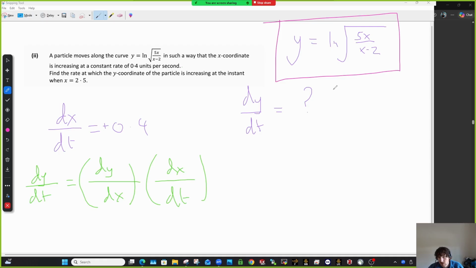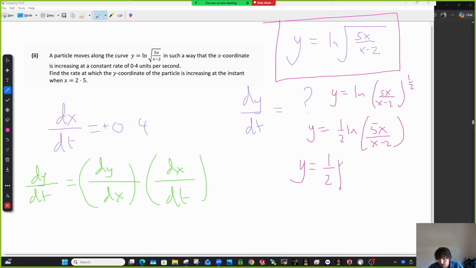We'll rewrite that. So according to our rules of logs, first of all, we'll write it as ln of 5x over x minus 2, all to the power of a half. We should know our rules of logs here, where the half can pop out the front like that, ln of 5x over x minus 2, and then we should know the rule that when they're dividing inside the log, that can turn into subtracting. So you'd have your half like this, with the big bracket, and then you go ln 5x, take away ln of x minus 2, like such.